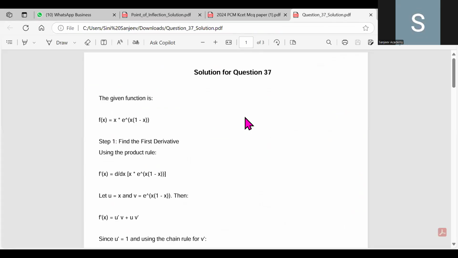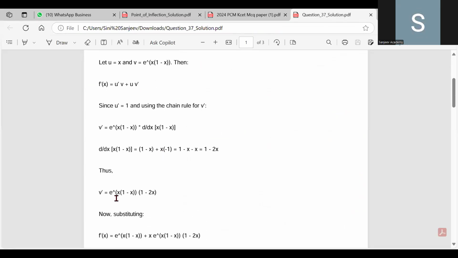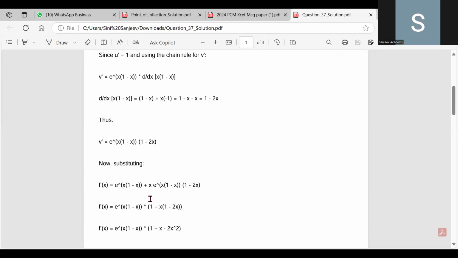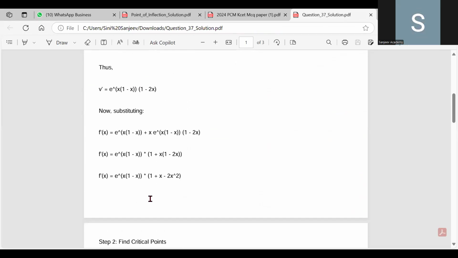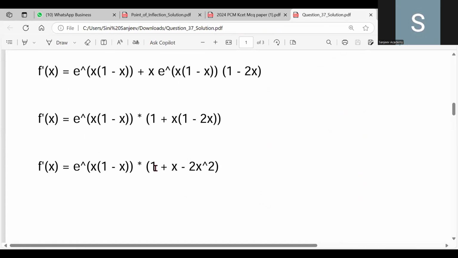The first thing is, if it is increasing or decreasing, what do you do first? We have to differentiate, correct? UV rule. I think you know how to do the UV rule, right? U dash V plus UV dash. Once you're done with the UV rule, you'll get something like this: 1 plus x minus 2x square.